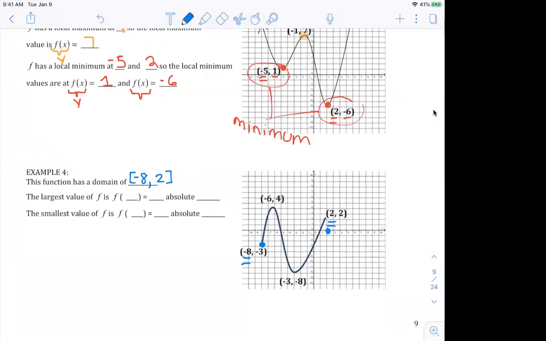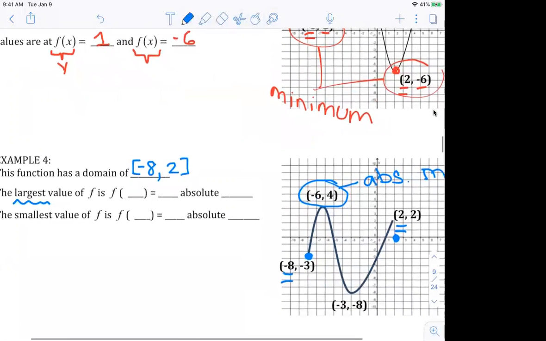And it says the largest value of f is f of blank. So the largest value, you're looking for a maximum. The highest point here is going to be located right here. Notice that that's the absolute max. Technically, it's also a local max because there's only one maximum. So that's the absolute max.